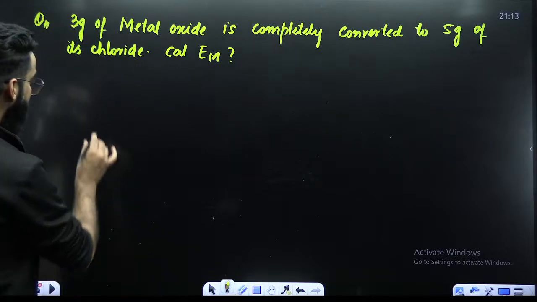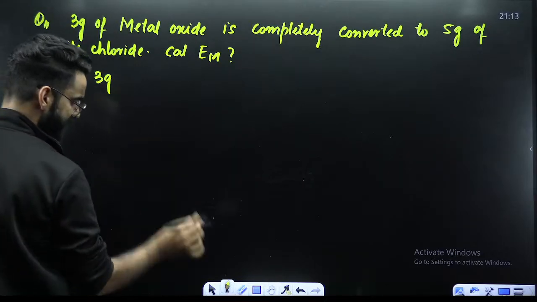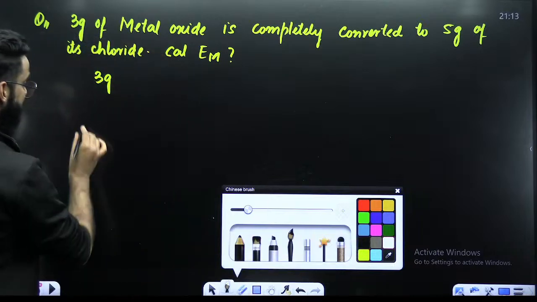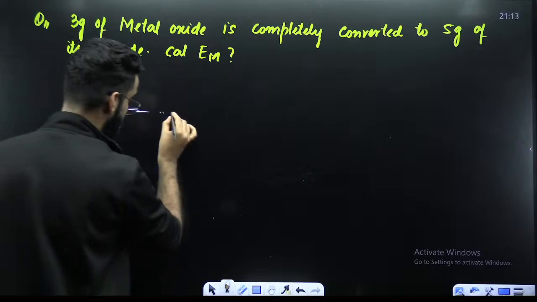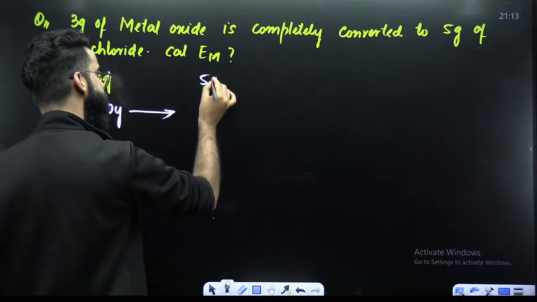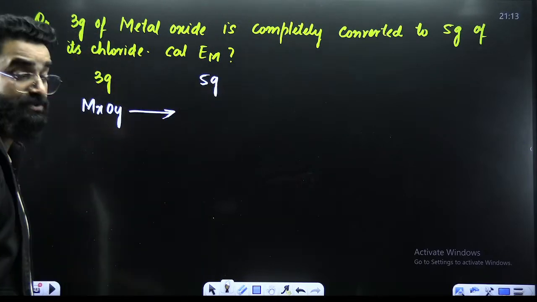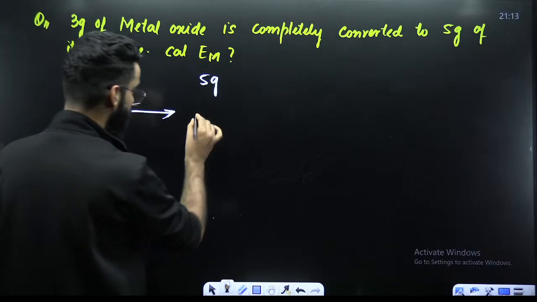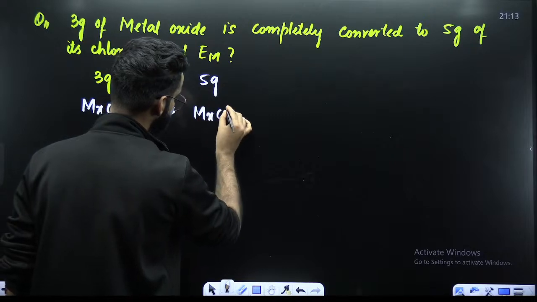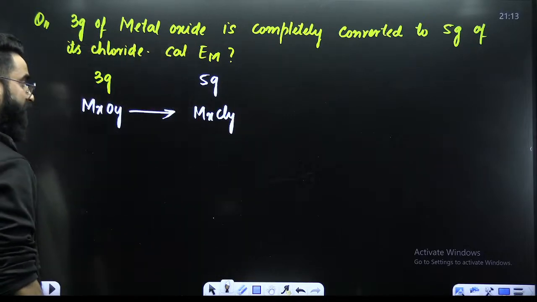The question is 3 grams. 3 grams of what? 3 grams of metal oxide is completely converted to 5 grams of its chloride. So I had metal oxide. Now this metal oxide is getting converted into metal chloride as per the question. Calculate the equivalent mass of metal.